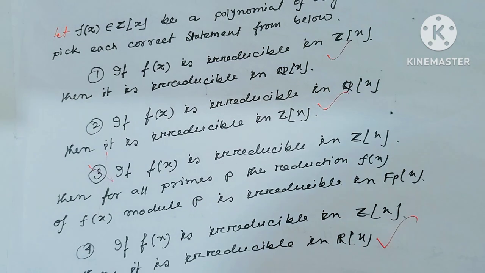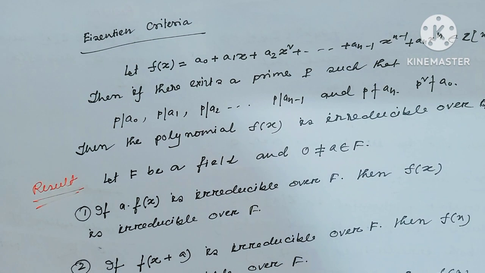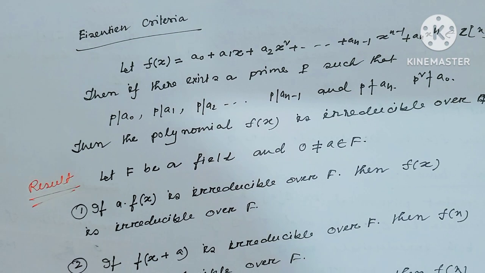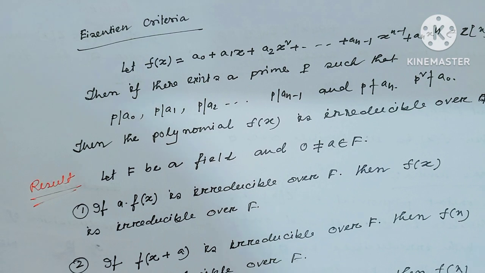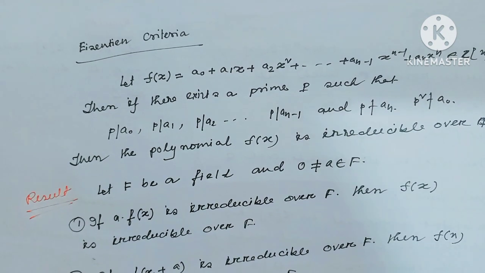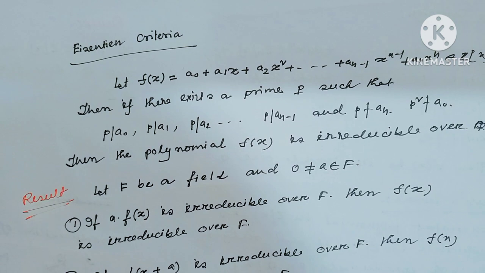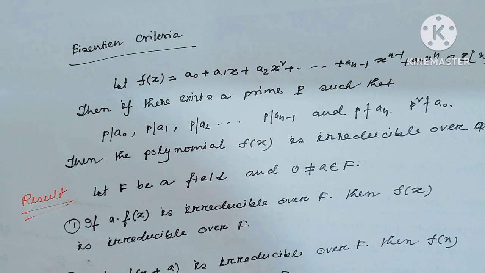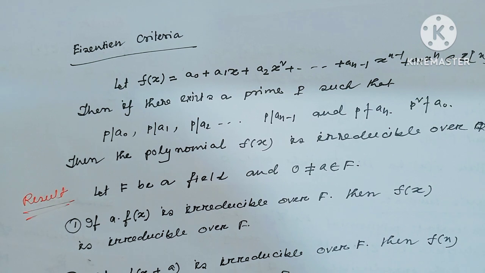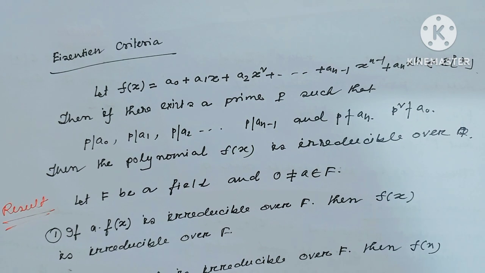Okay? My next example: some results about the Eisenstein criterion. We all know what the Eisenstein criterion is. Let f(x) be the polynomial a0 plus a1x plus a2x squared up to a(n-1)x to the power n-1 plus an x to the power n, which belongs to Z[x]. If there exists a prime p such that p divides a0, p divides a1, p divides a2, up to p divides a(n-1), but p does not divide an and p squared does not divide a0, then we can tell the polynomial f(x) is irreducible over the rational numbers.